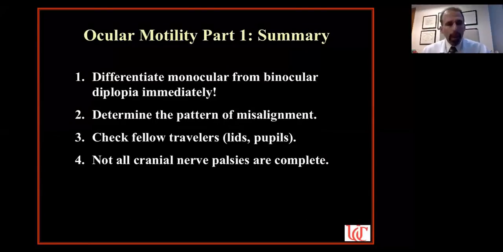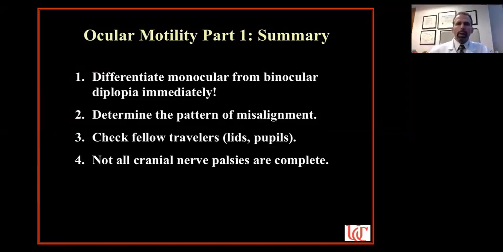All right, so summary, part 1, ocular motility. You have to differentiate monocular from binocular double vision immediately, or you're going to waste a lot of time and maybe money. Determine the pattern of the misalignment. It will help you determine, is it a third, is it a fourth, is it a sixth? Check the fellow travelers, lids and pupils. I should say, of course, cranial nerves 5 and 7 if you think you're dealing with a sixth nerve palsy. And remember that not all cranial nerve palsies are complete. They're not all going to look like what you see in the textbook. You got to look for the pattern.